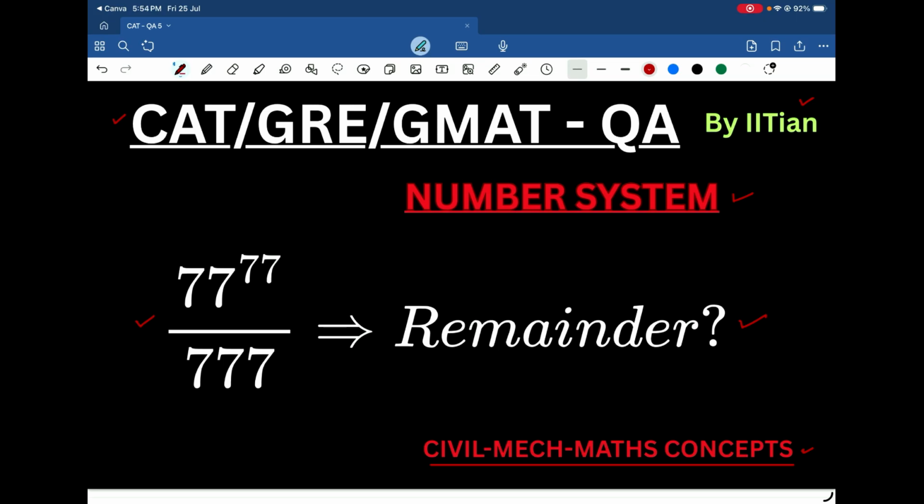I have taken another example, which is a very good example, 77 to the power of 77. It's a very big number which cannot be done by human beings with hands. And when 77 to the power of 77 is divided by 777, what will be the remainder? It's not 1, it's not 0, the remainder is an unimaginable number.